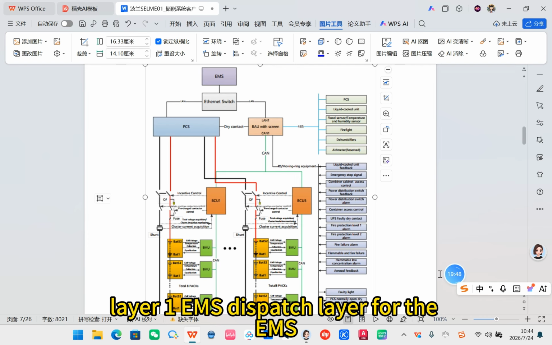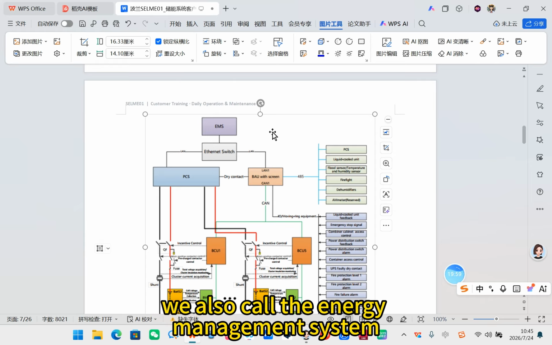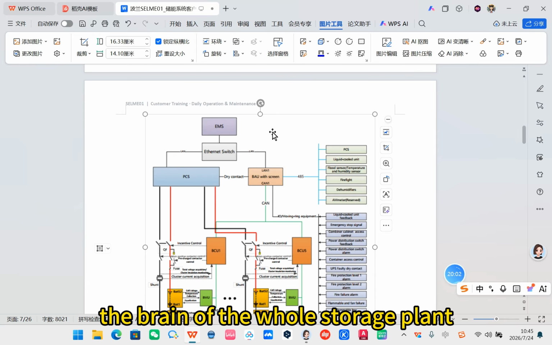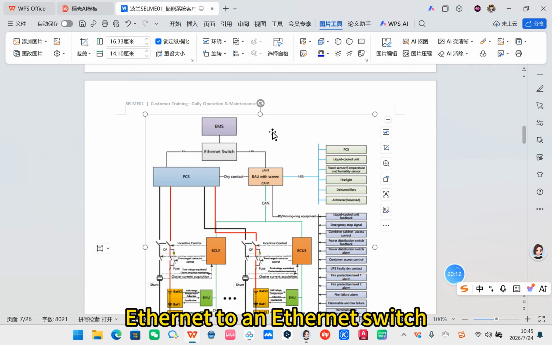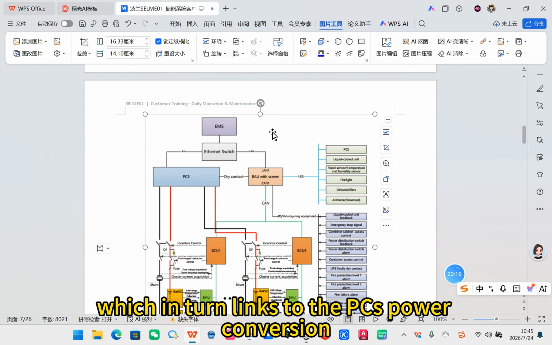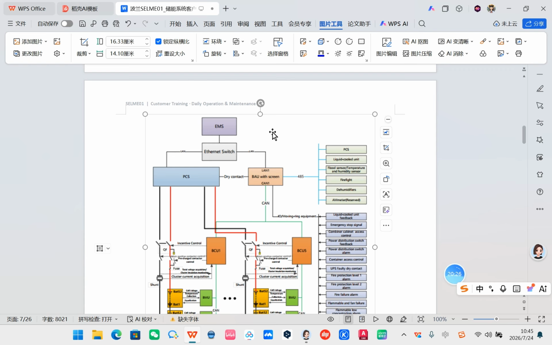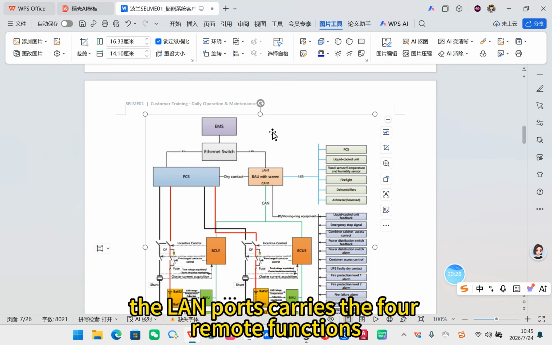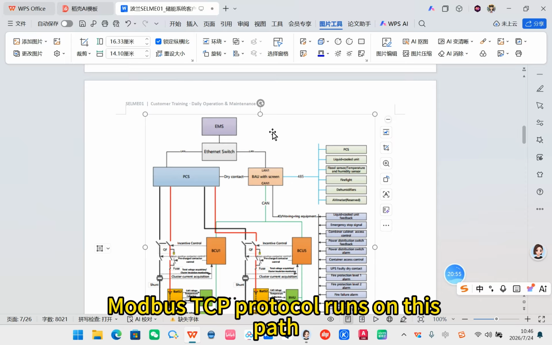Layer 1, EMS dispatch layer. At the very top is the EMS, also called the energy management system, the brain of the whole storage plant. The EMS connects down via LAN Ethernet to an Ethernet switch, which in turn links to the PCS, power conversion system, and the BAU, battery alarm unit with screen. The LAN port carries the 4 remote functions. Modbus TCP protocol runs on this path.